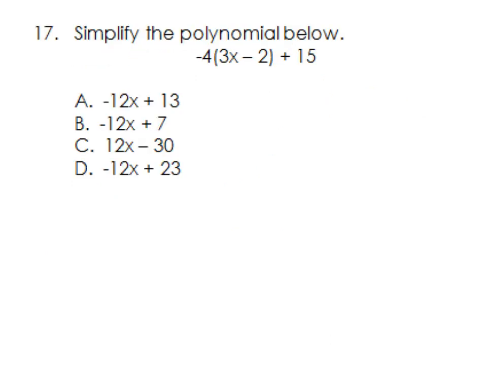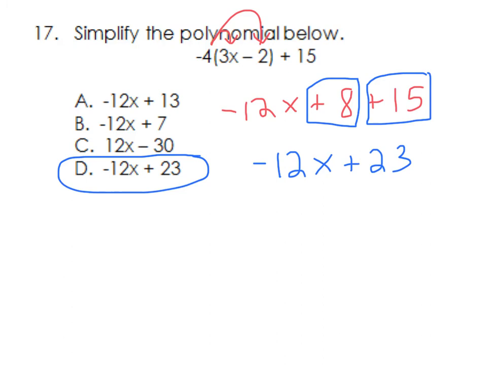17 is very straightforward. Just remember, when you're distributing a -4, negative times negative will be positive. Once everything is distributed, now I'm going to box and combine my two like terms. 8 plus 15 is 23, so my answer is D.